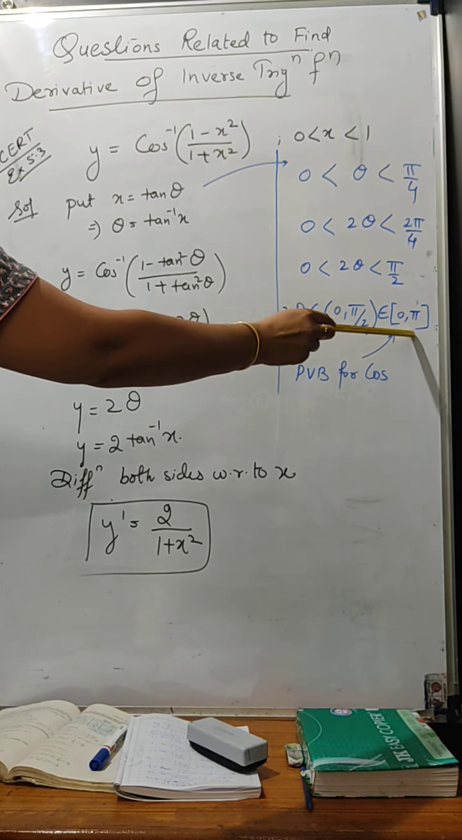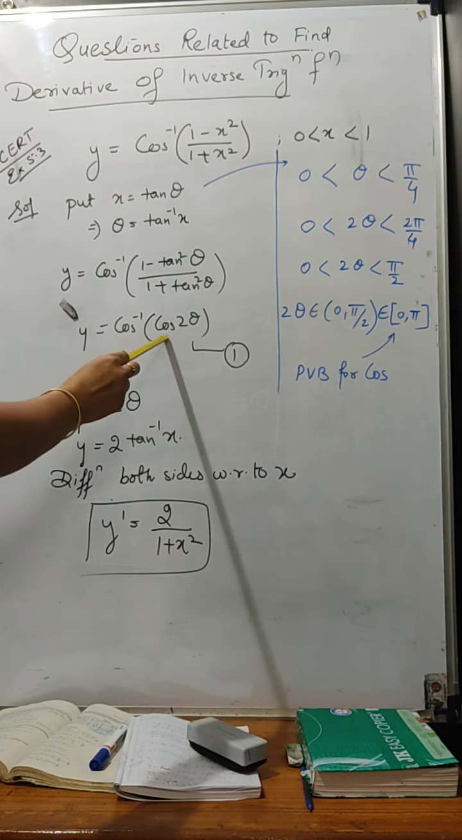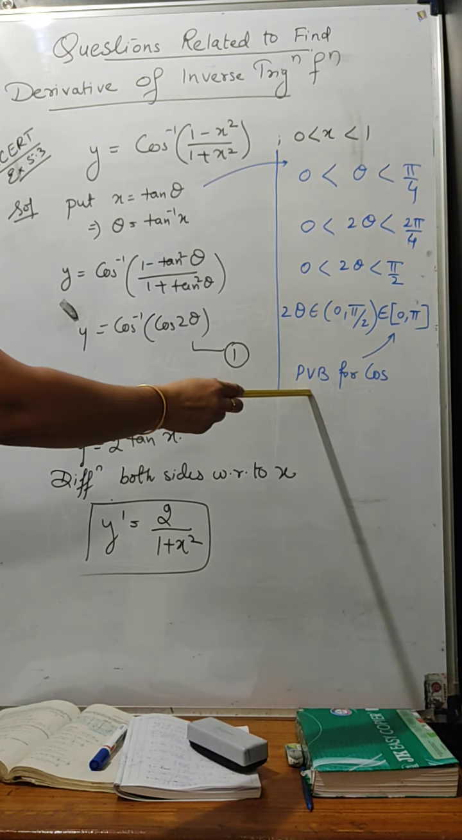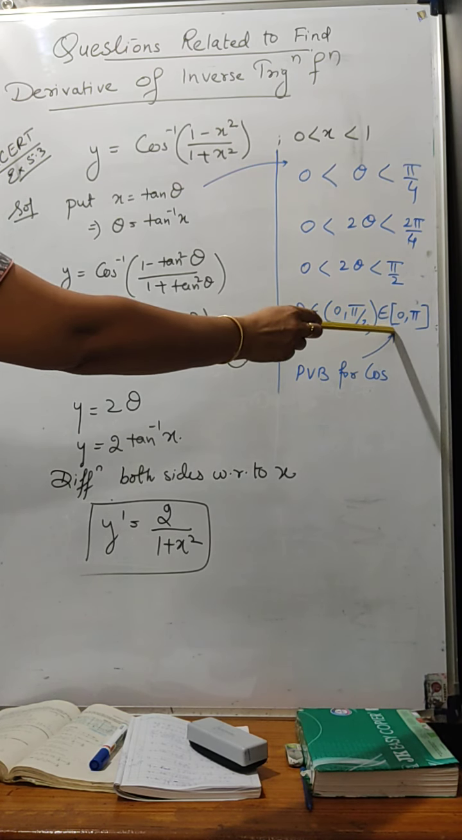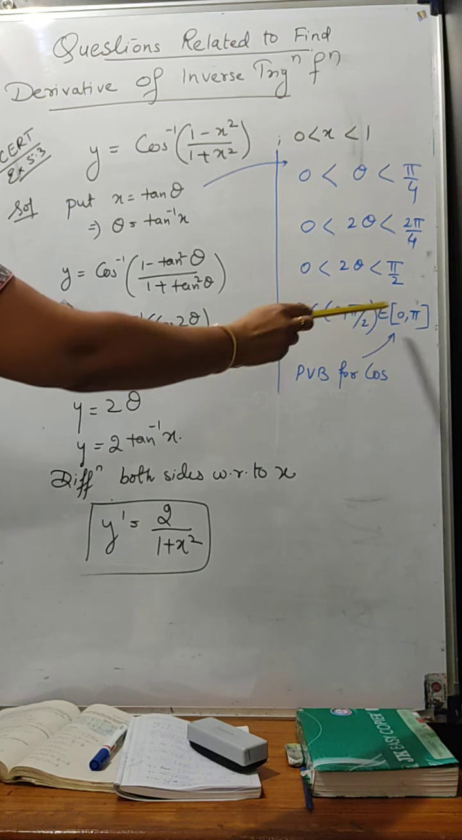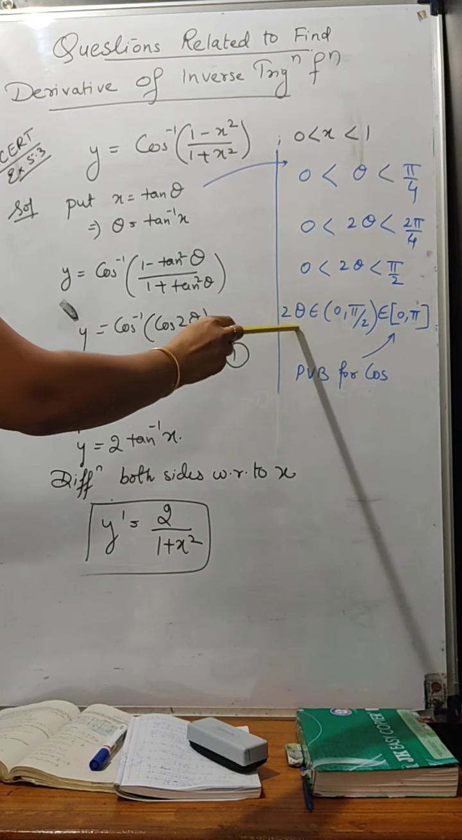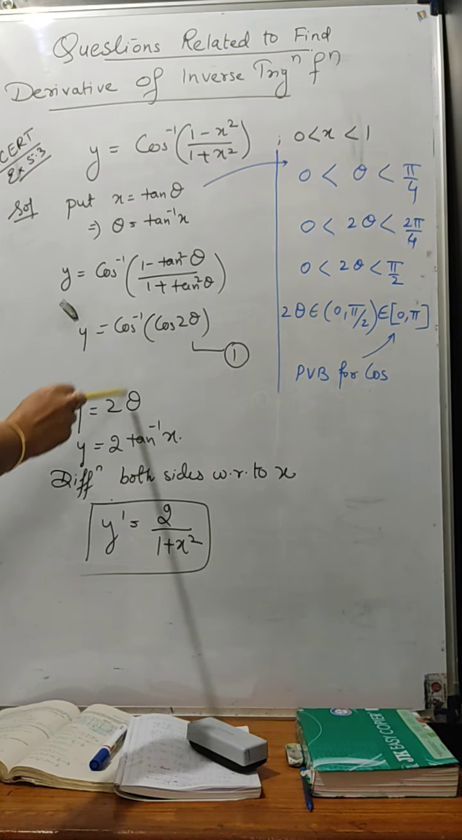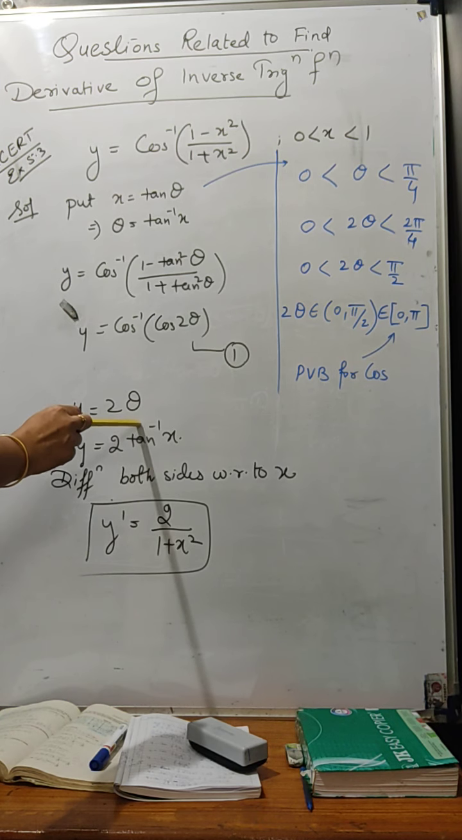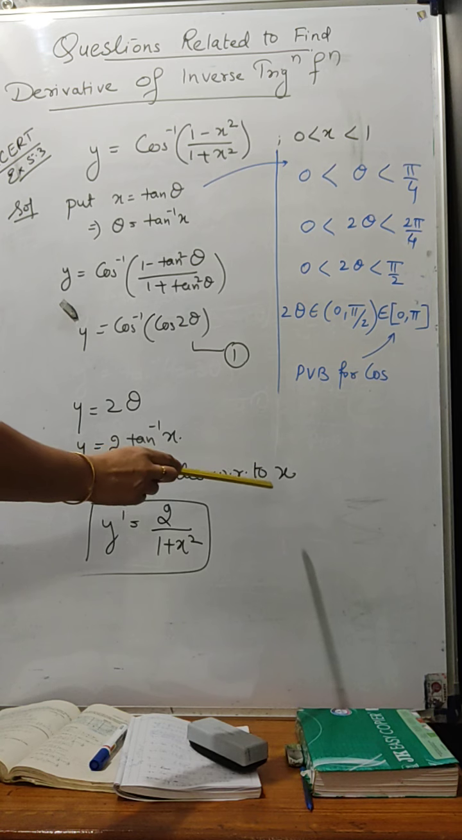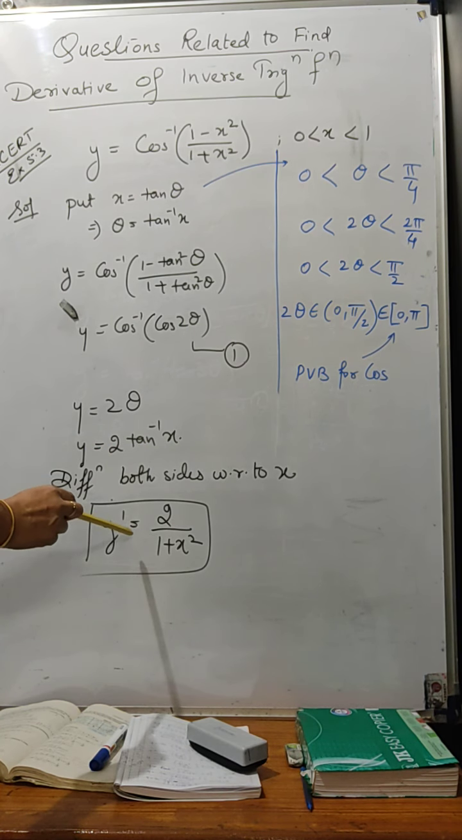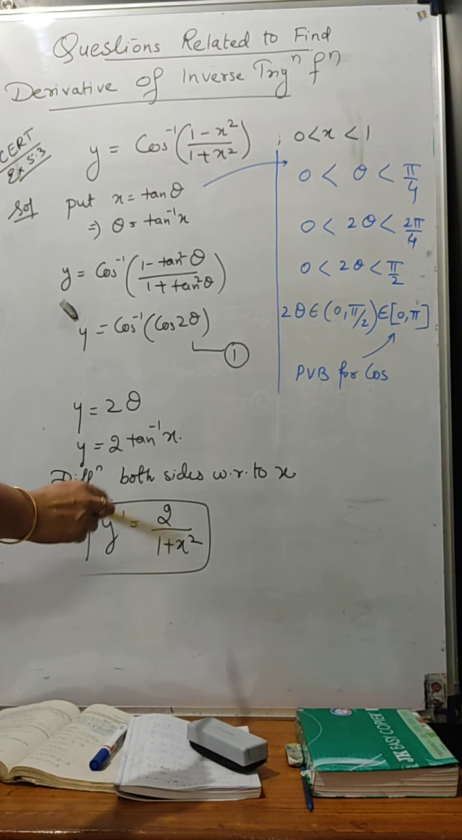Why has this interval been written? The reason is that we have the cos function, and the principal value branch for the cos function is the closed interval 0 to pi. Since 2 theta lies within it, we can directly write y equal to 2 theta. Theta is replaced by tan inverse x, and differentiating both sides with respect to x, therefore y dash is equal to 2 upon 1 plus x square.